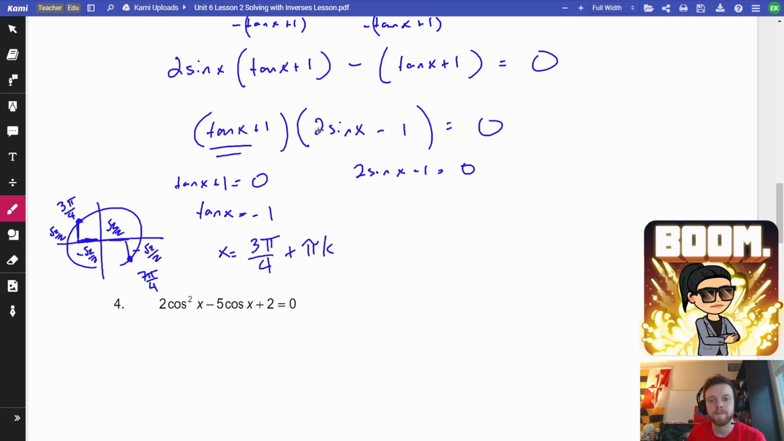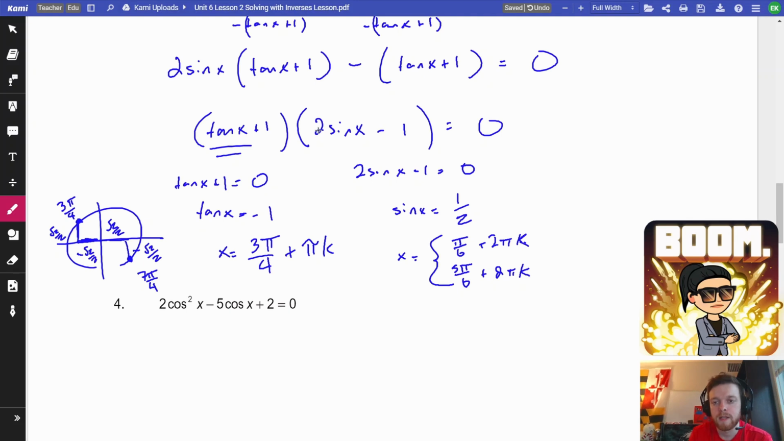Tangent's period is pi. Over here on the right, we have 2 sine x minus 1 is equal to 0. Let's add 1, divide by 2. And sine x is equal to 1/2. There's going to be 2 places that are not off by a consistent period. Pi over 6, and I believe it is 5 pi over 6, plus 2 pi k, plus 2 pi k. Right? That's going to be 2 pi k every single time unless something else is happening inside of the sine function. That's not happening here, though. There are your answers: 3 pi over 4, pi over 6, and 5 pi over 6.